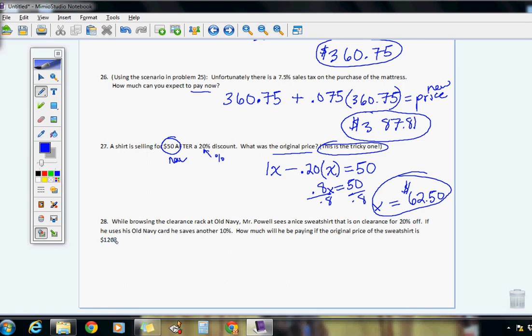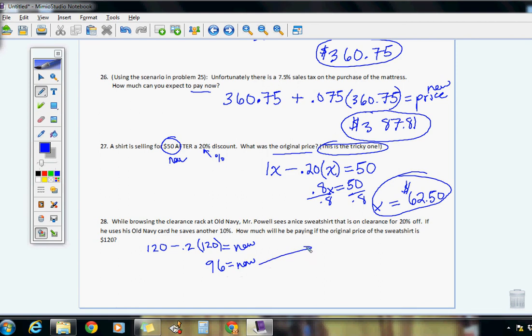All right, so what I was trying to teach you here is progression of sales. So 20% off and then another 10% off is not the same as 30% off. You have to do them in progression. So you have to take the original 120 minus the first discount, which is 20%. So we are going to take 20% of the 120 off. That'll give me my new price. If you do that, that's going to come out to $96. So that's my new price.